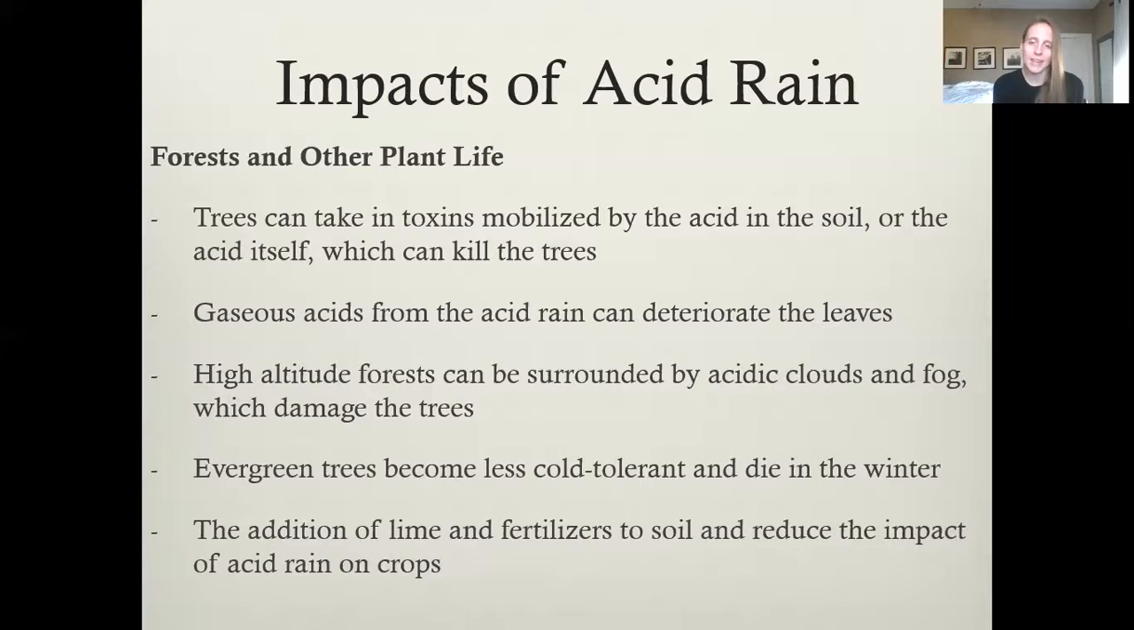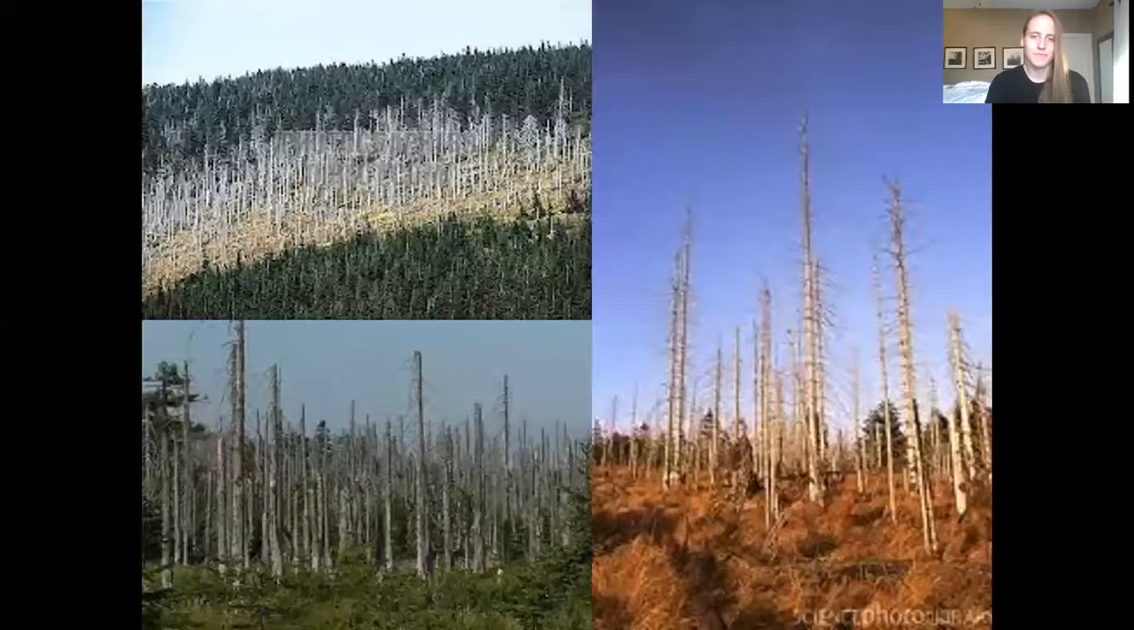You can add lime and some fertilizers to reduce the impact of acid rain. The lime can actually neutralize some of the acid, but that's not really feasible in a huge forest area. So that's just kind of what it could look like.